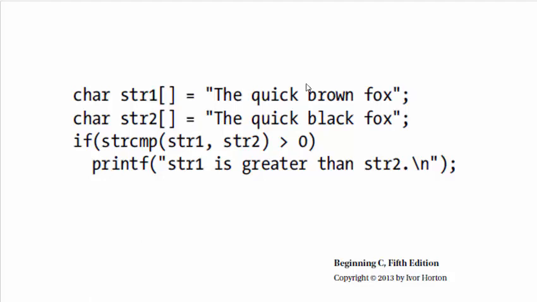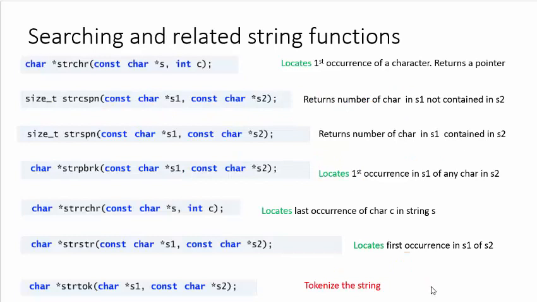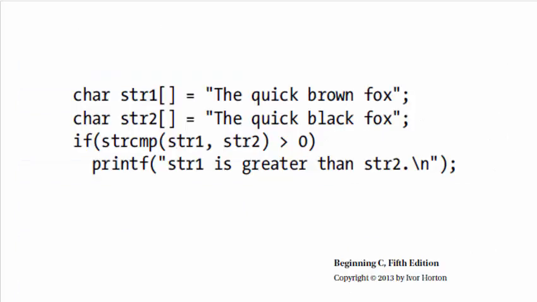So string 1, string 2. Actually, this is the code that I just did the illustration for. If string 1 or string 2, compare string 1 and string 2. If it's greater than 0, then I'll print string 1 is greater than string 2, which it is in this case. Next, actually I didn't do the example in the textbook. I decided that my example was more straightforward than the textbook example. But if you want to see more examples, you can see it in the textbook for string comparisons.